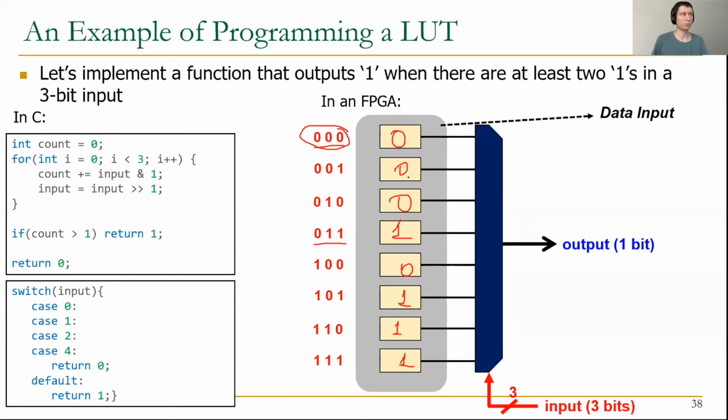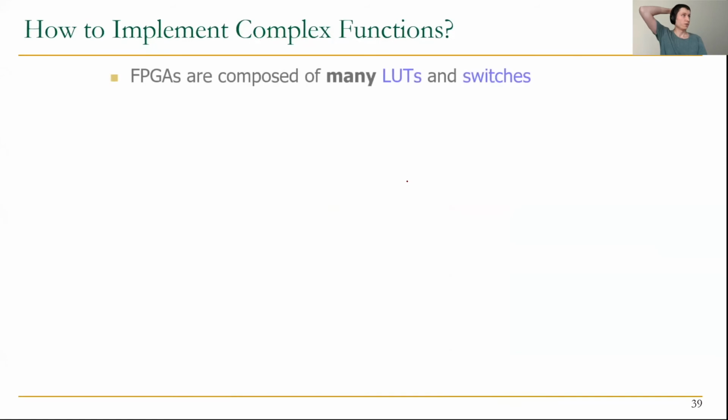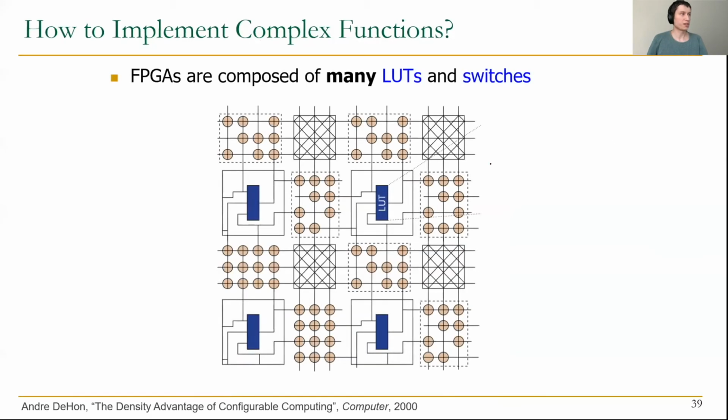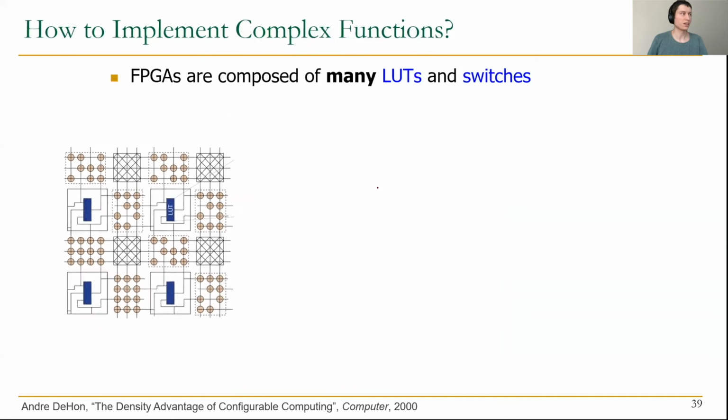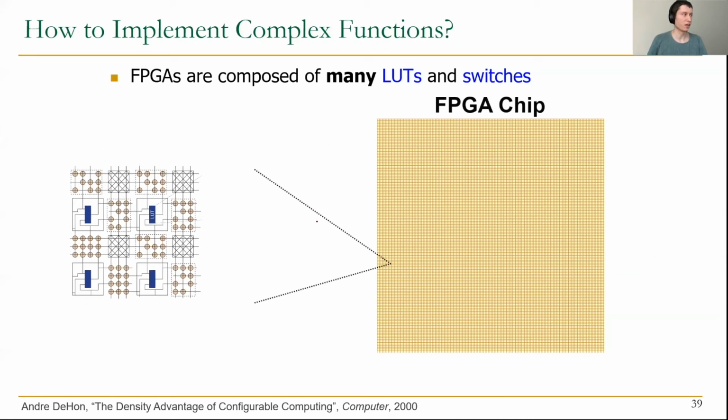But if you want to implement something more complicated that will use multiple of these lookup tables, then things get real complicated, because we need to also think about how to connect these lookup tables to each other. Okay, so actually I had an animation for this. Okay, yeah, so how to implement more complex functions. As I said, it is a complicated task because FPGAs are huge and we have many of these lookup tables and switches, and depending on the application, the circuit that we want to implement might be huge. So dealing with such complexity manually is not feasible.